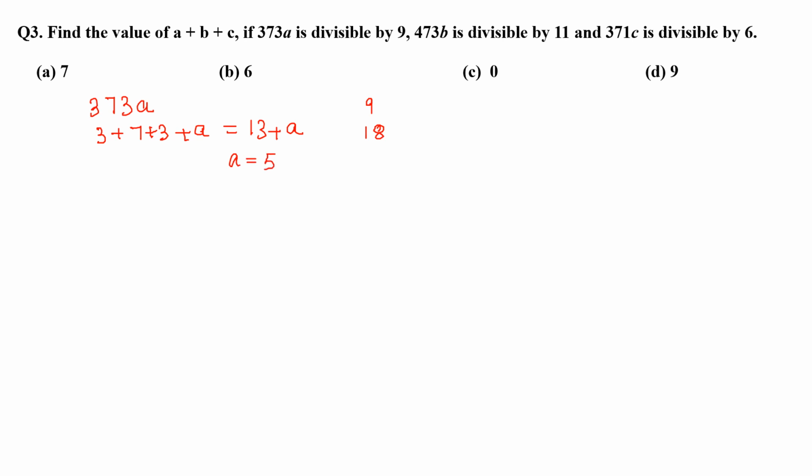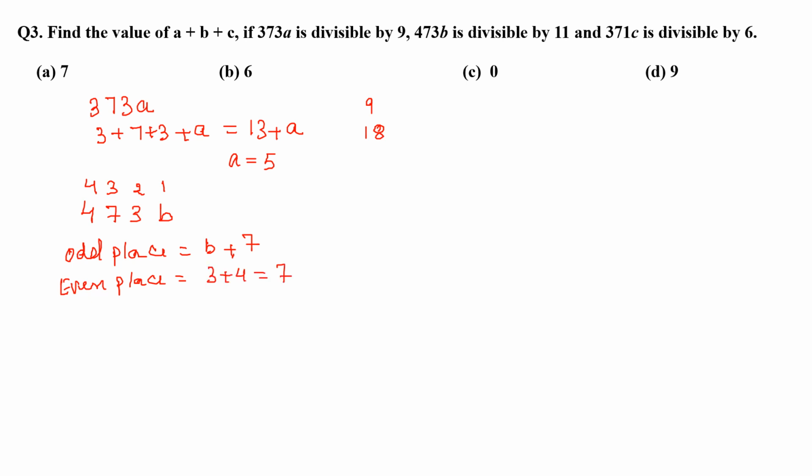Next number is 473b, which is divisible by 11. We have to put a value for b such that it will become divisible by 11. So in the divisibility rule of 11, first you have to give the position to your digits. So write 1, 2, 3 and 4. Now add the digits which are in the odd places. So in the odd places the digits are b plus 7. And in the even places it is 3 plus 4 which is 7.